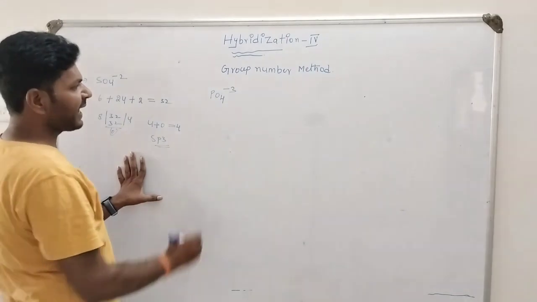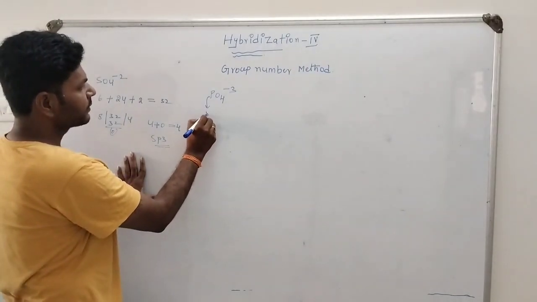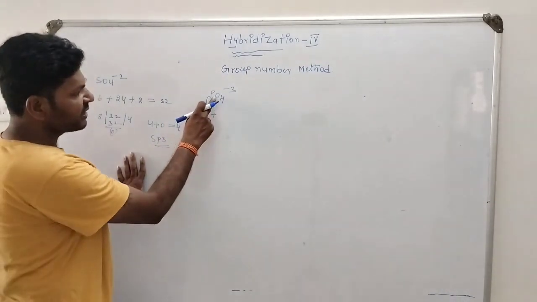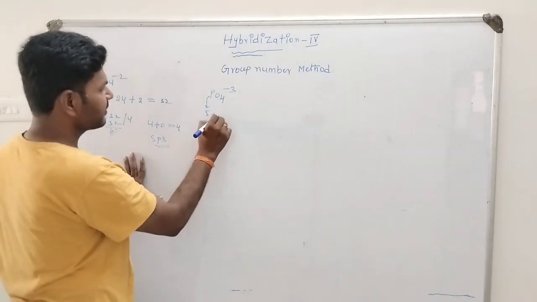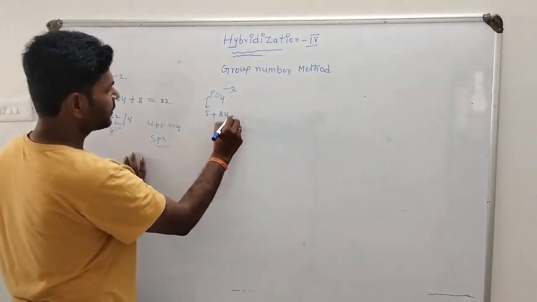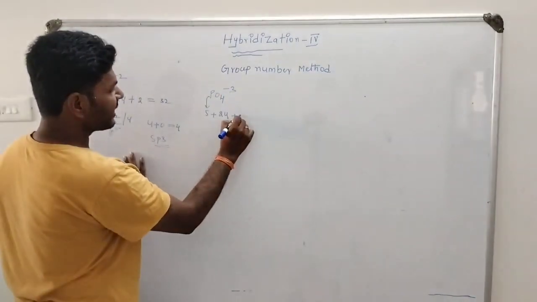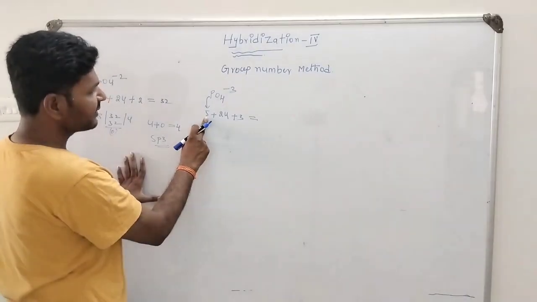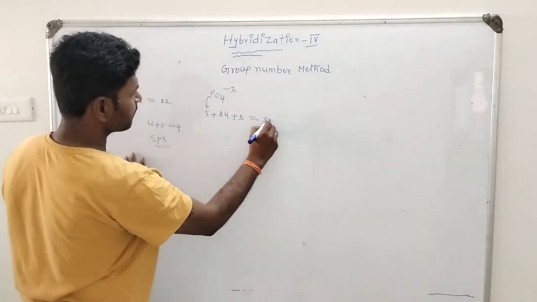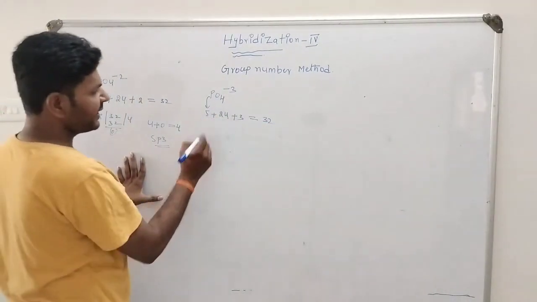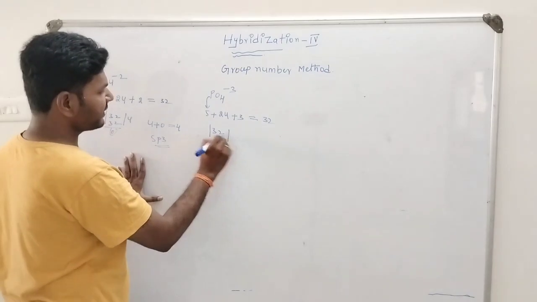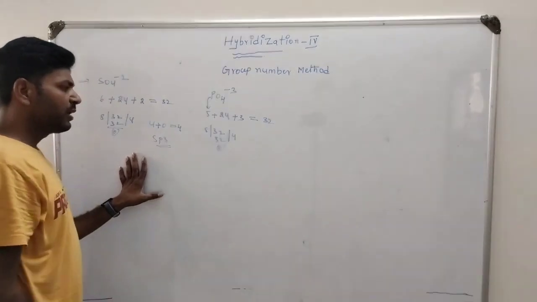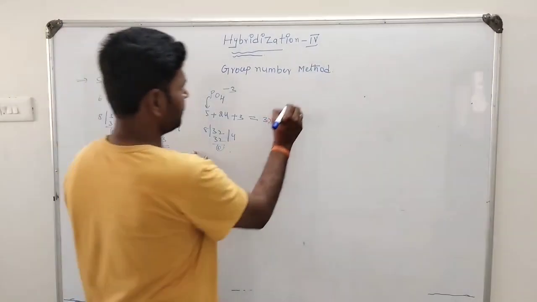PO4 3 minus, phosphate anion. Phosphorus group number 5th group plus oxygen group number 6th group. So oxygen total number 4, 4 into 6, 24. Plus 3, which indicates addition of 3 electrons. So total 24 plus 5, 29. 29 plus 3, 32. So here 32 means what? Divide with 8. 8 4 times 32. So 4 plus 0. Again sp3 hybridization.